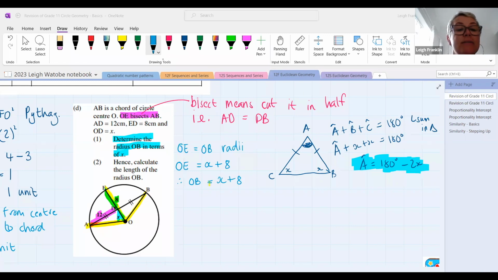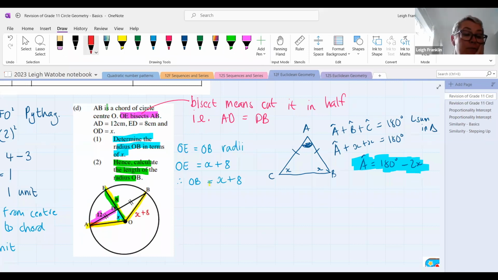Now they say to us, hence calculate the length of the radius OB. So they actually want us to work out the length of the radius. So whether we work out the length of OA, OE, or OB, it doesn't matter because they're all the same length. Okay, but the only one that we know anything about, well, mind you, we know something about all of them. So we now know, and we can put it in there, that OB is equal to X plus 8 in length.